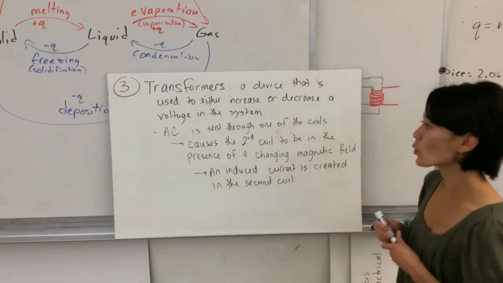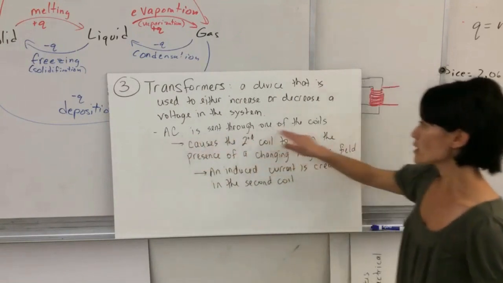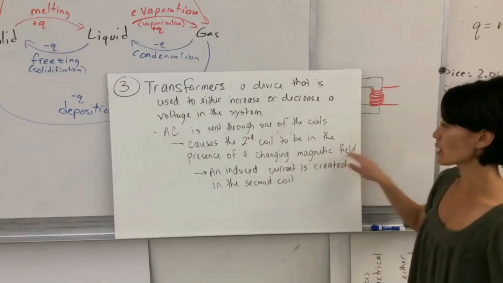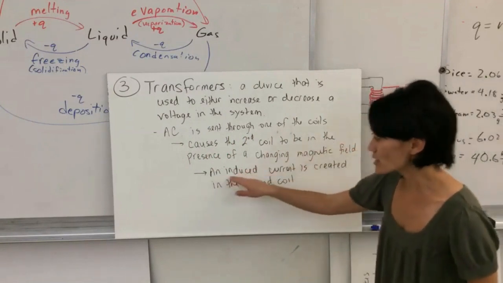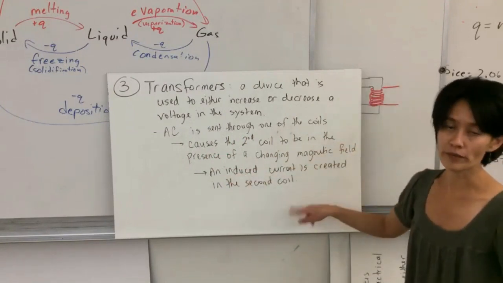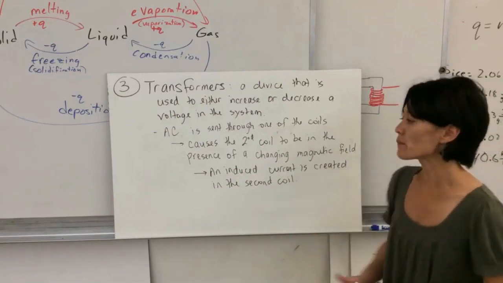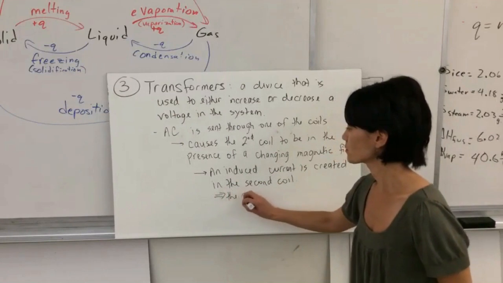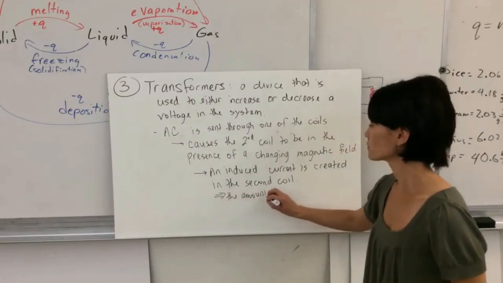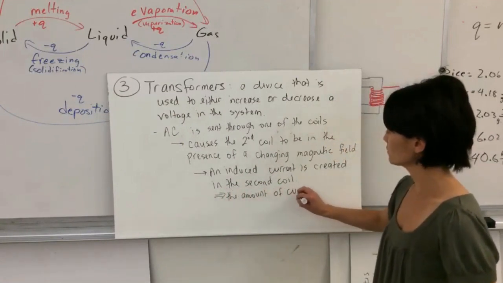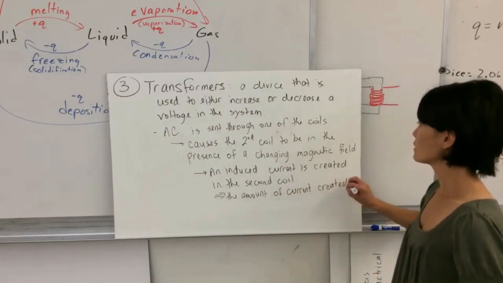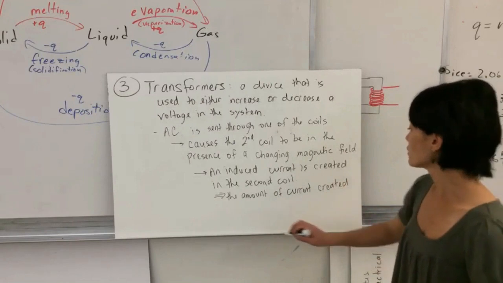And so that's the order. Alternating current is sent through one of the coils. That causes the second coil to be in the presence of a changing magnetic field. That creates an induced current in the second coil. Okay, so it's step by step by step. And the amount of current created depends on the number of loops in the coil.